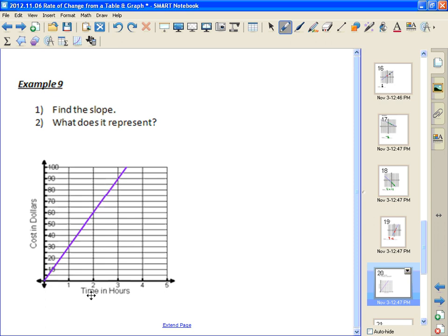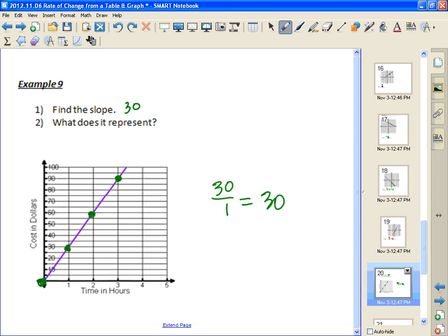I can see that it goes through right there at 0, 0, so that's one of the spots. The next place it goes through is at 1, 30. It goes through again at 2, 60, and then for the last time it goes again at 3, 90. So each time we moved, we went up 30 over 1, up 30 over 1, up 30 over 1. So the slope is 30 over 1, which I'm just going to reduce to 30. So that's my answer to part 1.